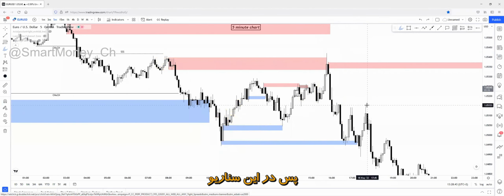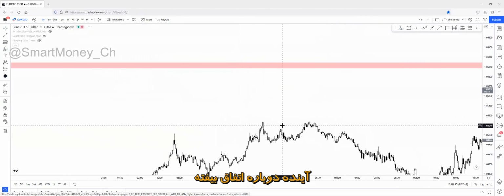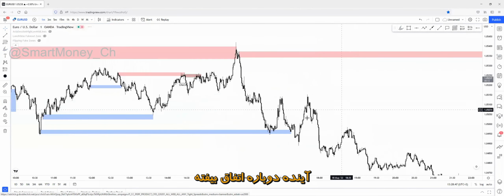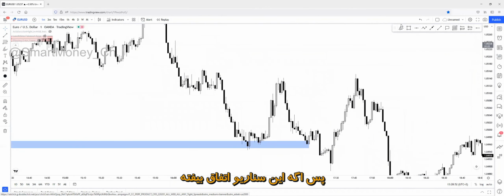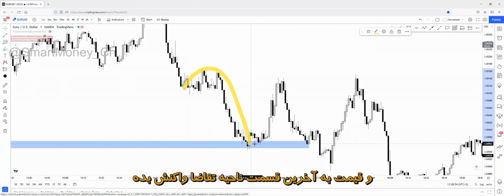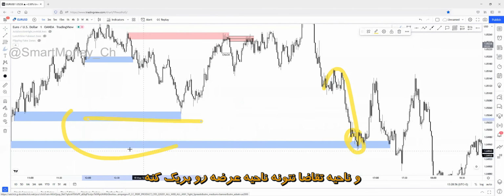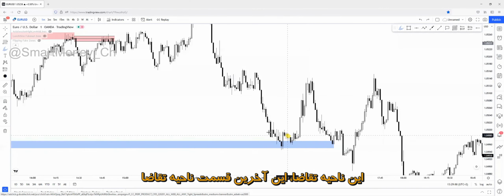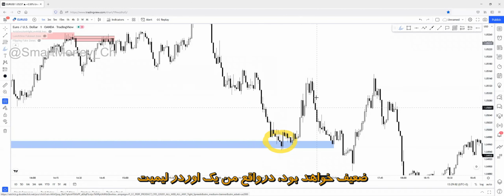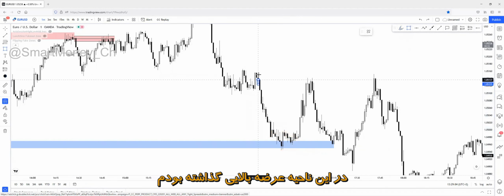So if this scenario happens once again in the future, and actually these scenarios happen pretty often, and price reacts on the last piece of the demand zone, and the demand zone couldn't take a valuable supply out, that will mean that this last piece of the demand zone will be weak. Actually, I had a limit order on this supply zone up here.